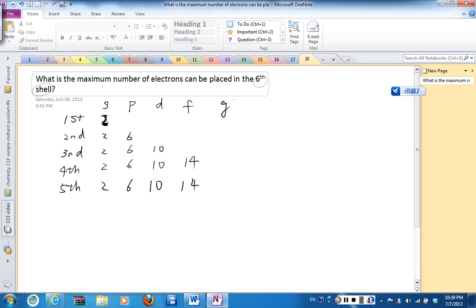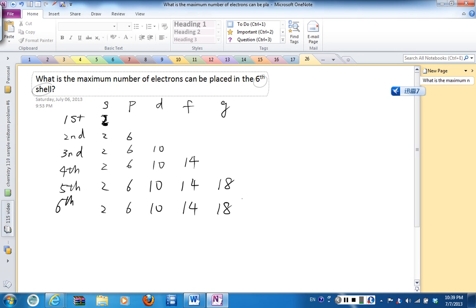It can accommodate an imaginary g orbital, because we never really used it in our periodic table, but it doesn't mean that it wouldn't exist. If we go there, g orbital is supposed to have 9 individual orbitals and accommodate up to 18 electrons. And then now the sixth shell that we're talking about: s, p, d, f, g.